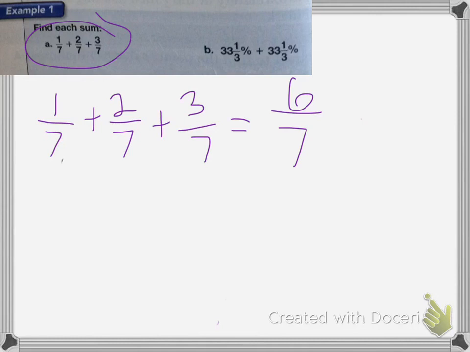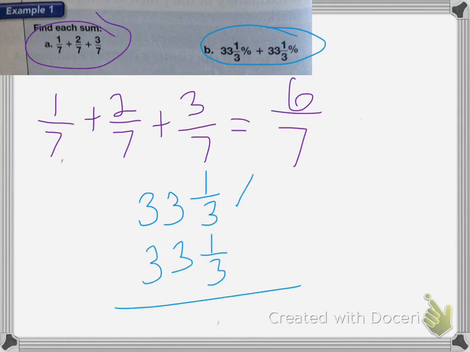Now when we're working with mixed numbers, I'm going to want to stack those two numbers to make it easier to add them. So I'm going to line up my whole numbers, so 33 1/3, and my fractions, 33 1/3%. So I'm going to add the fraction first. 1/3 plus 1/3 is 2/3, because the denominator stays the same. And then 33 plus 33 is 66. So my answer is 66 2/3%.